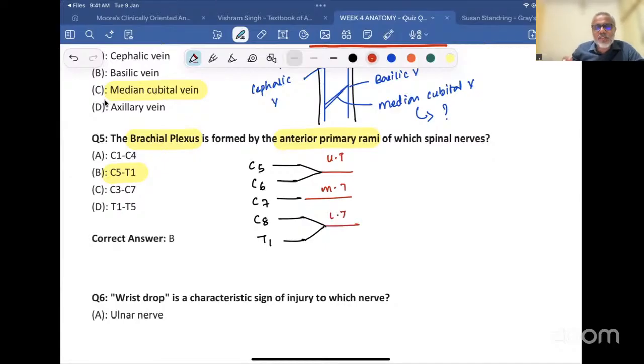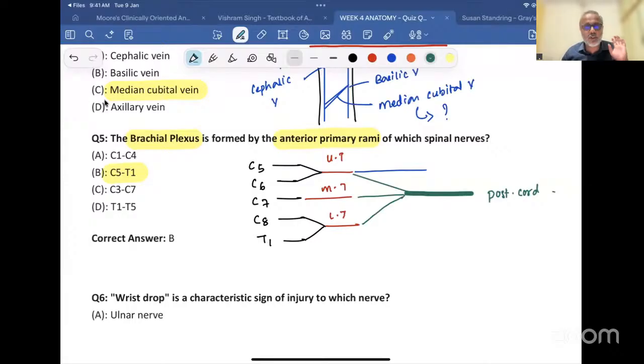Each trunk will divide into anterior division and posterior division. So let's draw the anterior division in blue color, and let's draw the posterior division in the red color. So this is the posterior division, this is the posterior division. So all posterior divisions will unite and this will form what? This will form the posterior cord. So all posterior divisions will unite to form the posterior cord.